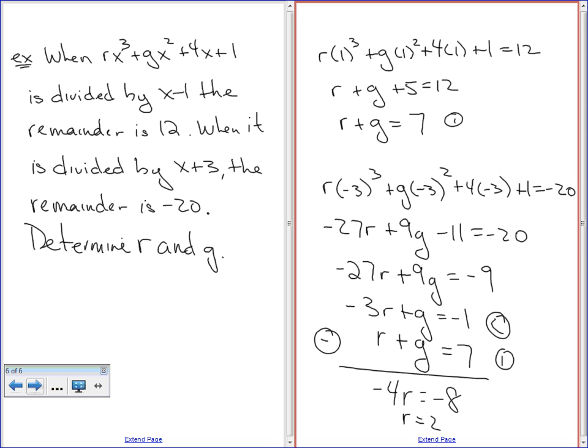And if I know r is equal to 2, then I can put 2 up into here, and I get 2 plus g is equal to 7. Solving for g, I get g is equal to 5. So I've determined my 2 values using the remainder theorem. Pretty good question.